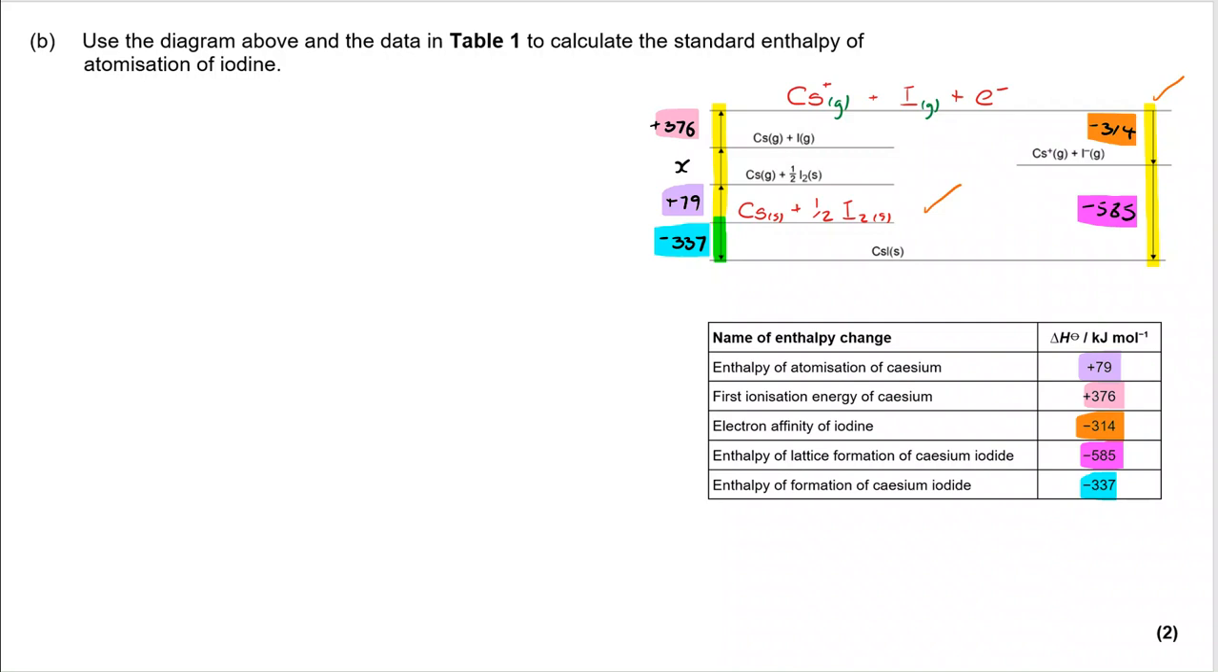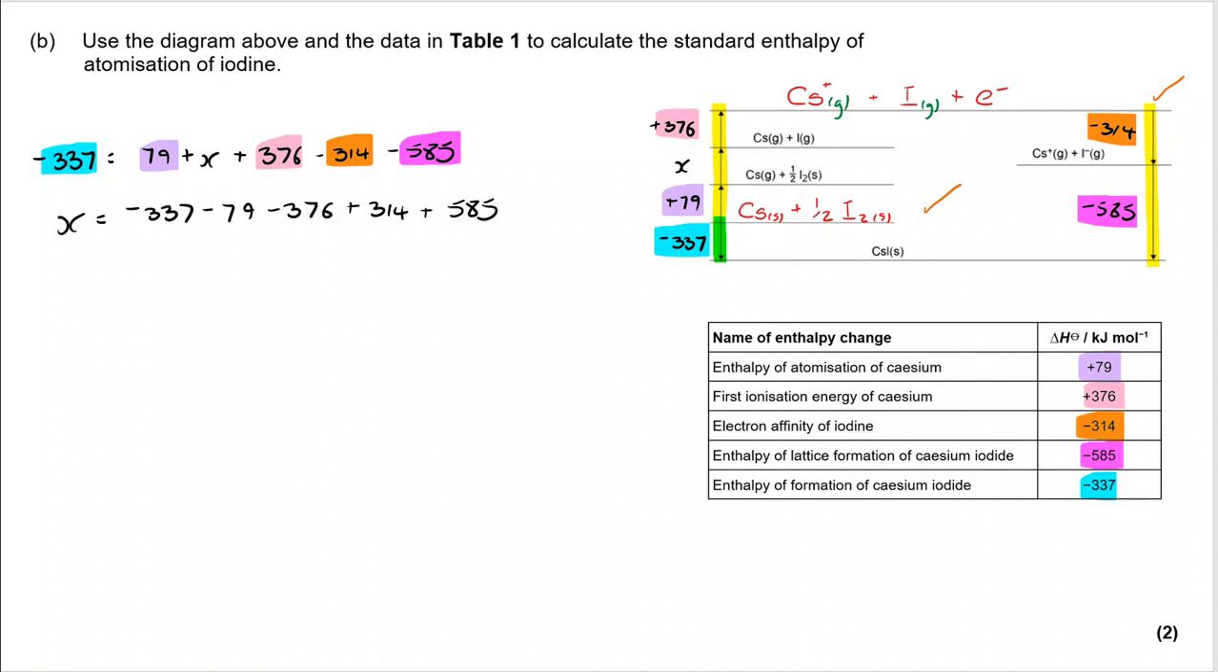We take those figures, and we know that the yellow route equals the green route. So I'm going to put all of those figures in. All I now need to do is rearrange these to make X the subject. So I'm going to take 79 away from both sides. I'm going to take 376 away from both sides. I'm going to add 314 to both sides. And I'm going to add 585 to both sides. I do that, showing the working out here. That's taking us to precisely where I've just described. And we get a value.